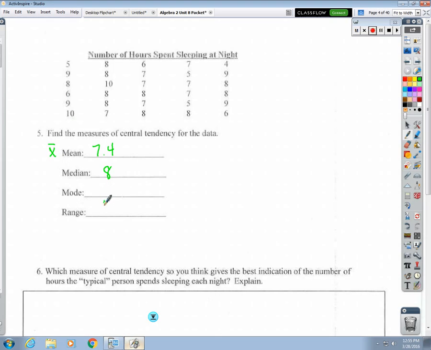6. Now, the only thing the calculator doesn't do for you is the mode. So, which number up here occurs the most? 8.